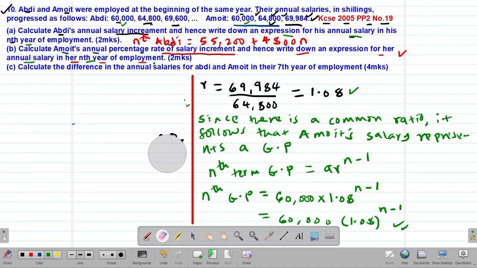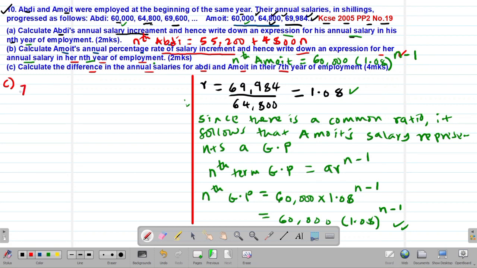Let's check part C of our question. We found that the nth term for Amoit was given by 60,000 into 1.08 to the power of n minus 1. In part C, we are told to calculate the difference in the annual salaries for Abdi and Amoit in their 7th year of employment. So we'll just find the 7th term for Abdi and also for Amoit.